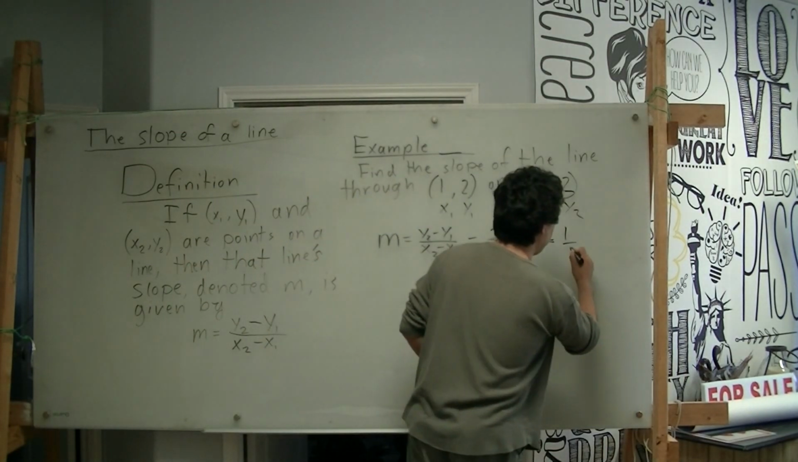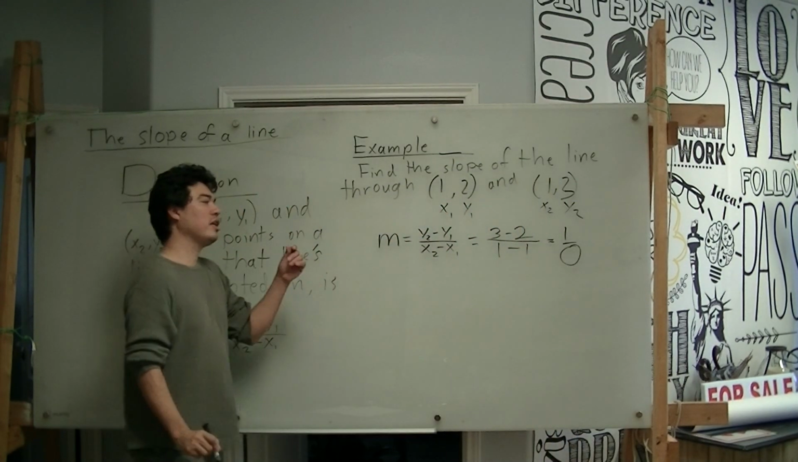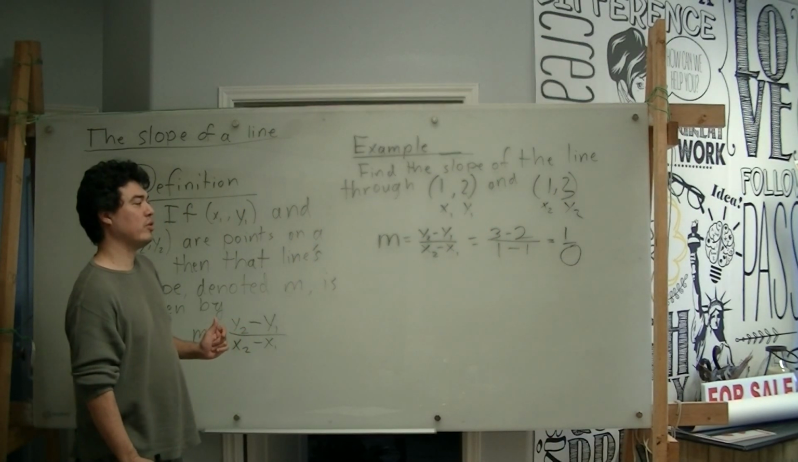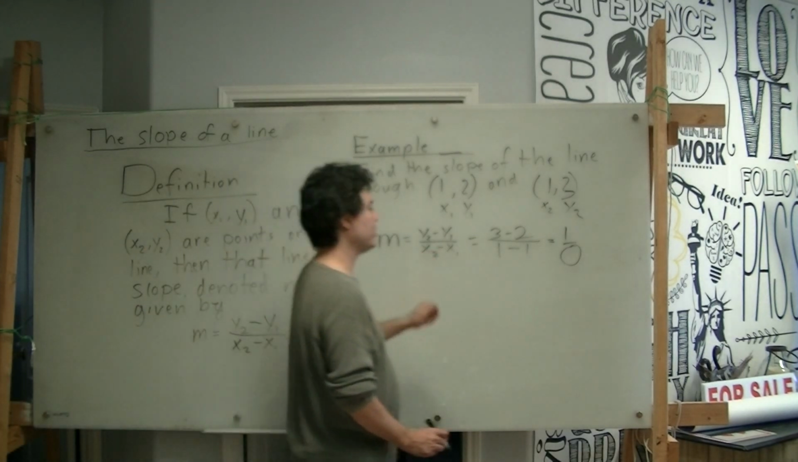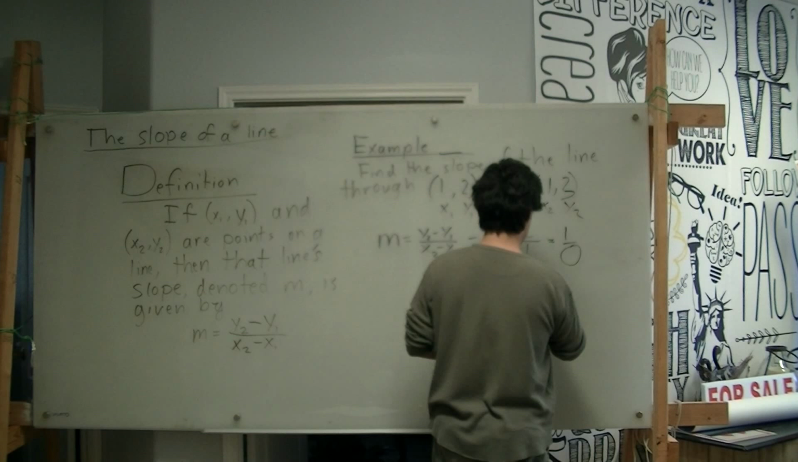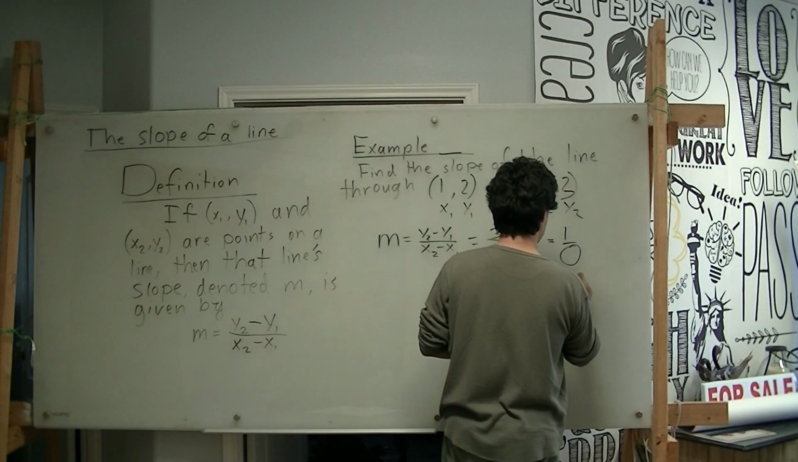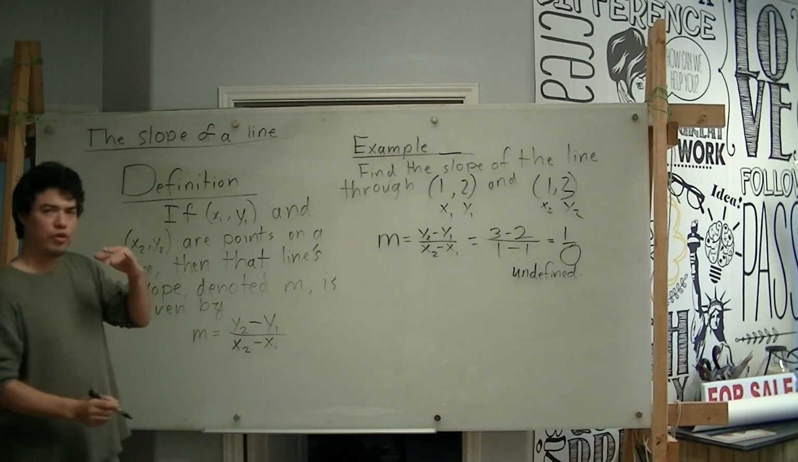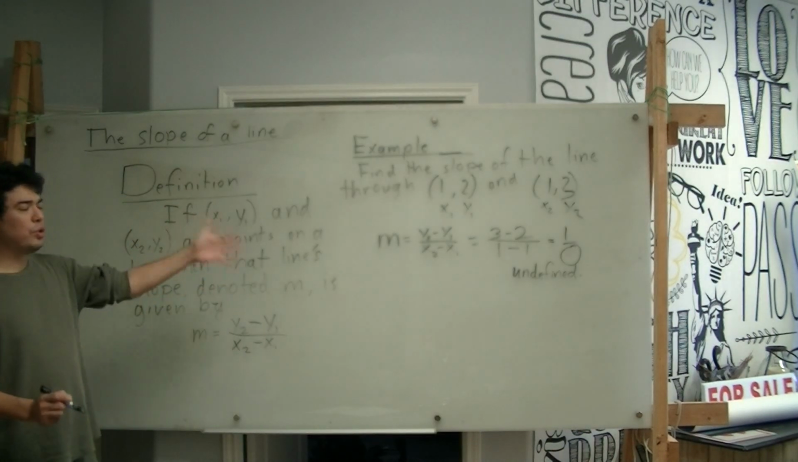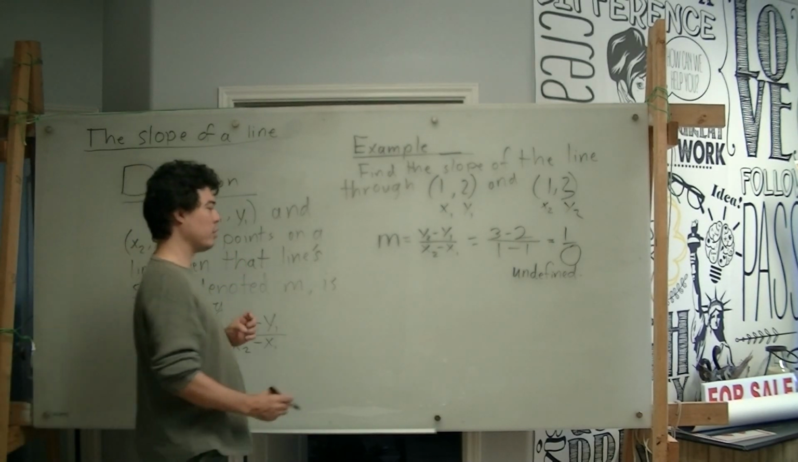Now, we know that dividing by 0 is something that is undefined. So we call this undefined. Now let's see what's going on here. I'm going to draw a cartoon to show you what the line must look like in this case.